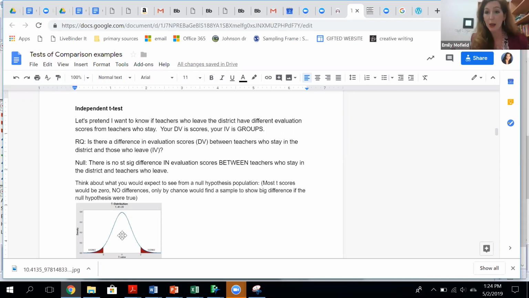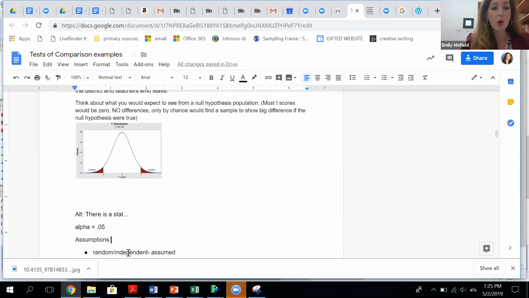But if I happen to find a really big t, a really big difference, it would be so rare in the null hypothesis world that I would reject the null hypothesis if I get a really big t. And remember, how big the t is depends on the degrees of freedom, which relates to the sample size. So my null hypothesis says I don't expect to find anything, and I expect the t to be just what you would expect in the null hypothesis world.